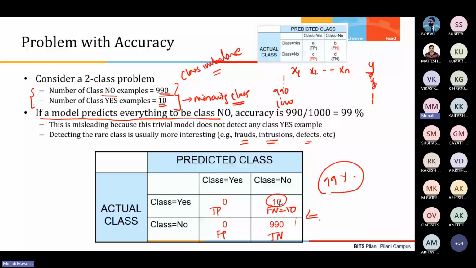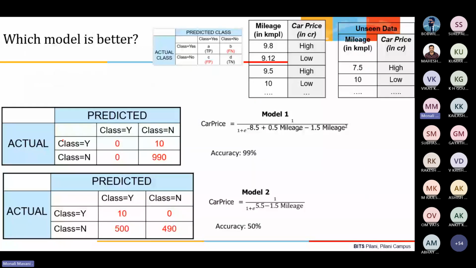Now, a few more examples before we go ahead to another measure. This is mentioned here as a kind of case study. What you need to look at are these two tables. So we have a model 1 and model 2. Model 1 will have an accuracy of 99%. Model 2 will have an accuracy of 50%. You just concentrate there. Let me write true positive, false negative, false positive, and true negative.